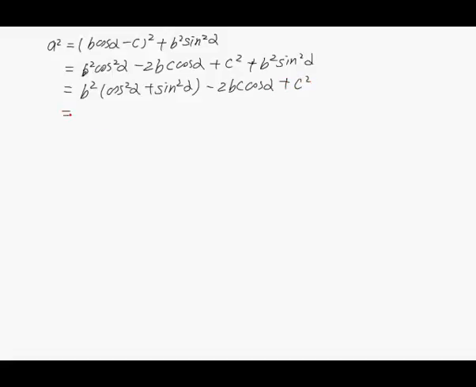So now by the fundamental identity, we know this cosine squared alpha plus sine squared alpha is equal to 1. And then we get b squared minus 2bc times cosine alpha plus c squared. So now, in this way, we get the first formula in the law of cosines. That is a squared equals b squared minus 2bc times cosine alpha plus c squared.